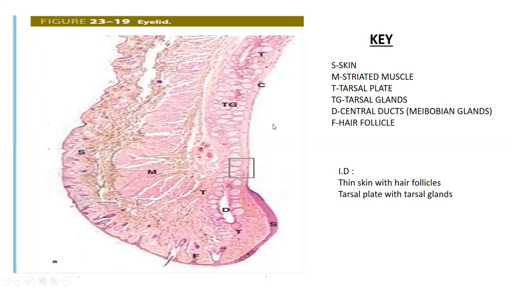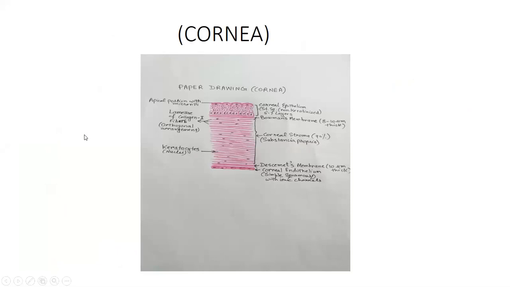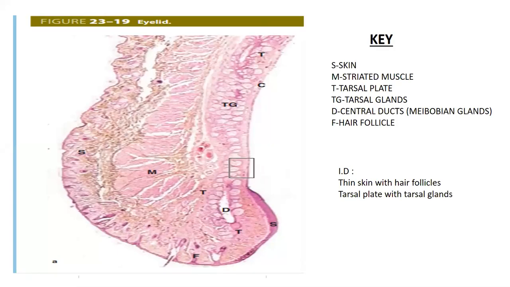So how to identify it? Here you can see, starting from outside, this is the outer, superficial part. This is the skin. What is the skin covering the eyelid? It is thin skin made up of epidermis and dermis. And what is the characteristic feature of thin skin? That it contains various appendages. So this is for hair follicles. These are present. This is a special characteristic feature of the eyelid, these are the identification points: thin skin with hair follicles. So this is a hair follicle, and this is thin skin having other appendages of skin.